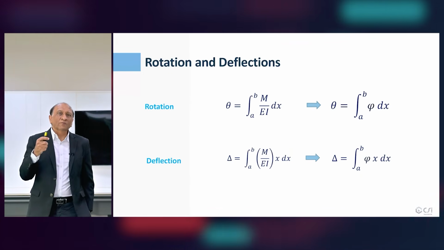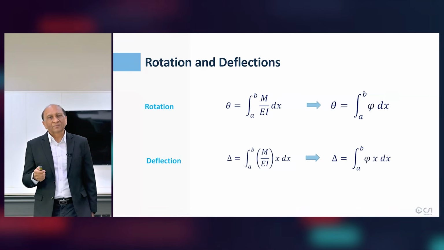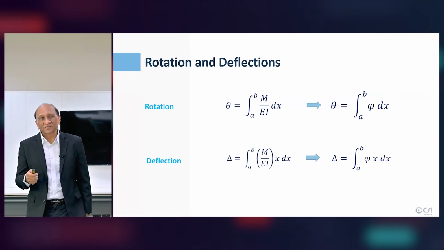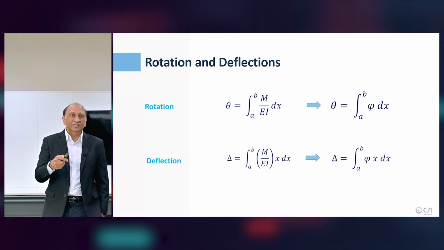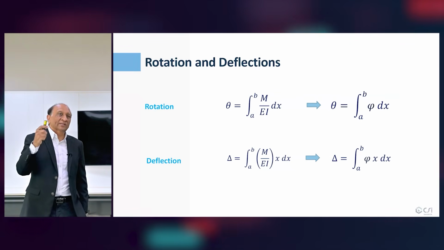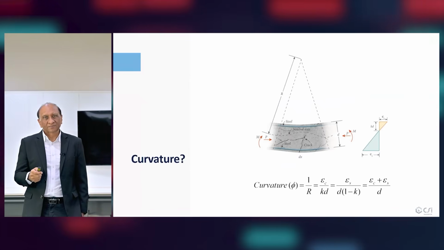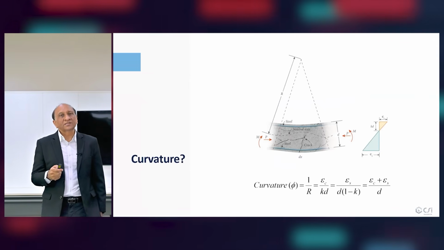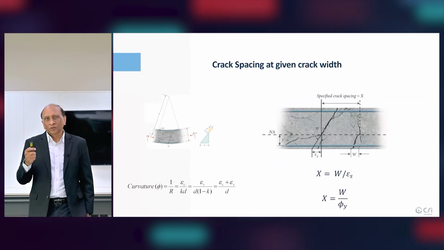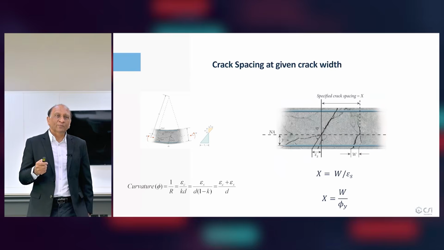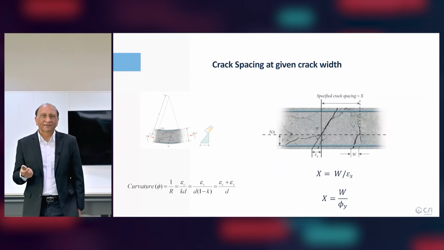Because now we have curvature, we can determine the rotation, and we can also determine the deflection. And that's one of the biggest applications of moment curvature, because curvature can lead to rotation, rotation can lead to deflection, and rotation can also lead to stiffness used in nonlinear analysis, because we can create moment rotation hinges that we can use later. We can also determine the crack spacing and crack width because we know the strain, and if we fix the crack spacing, we can determine the crack width and vice versa.